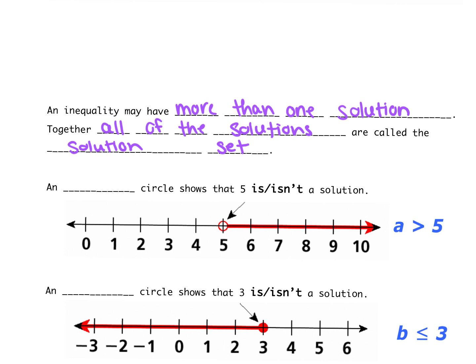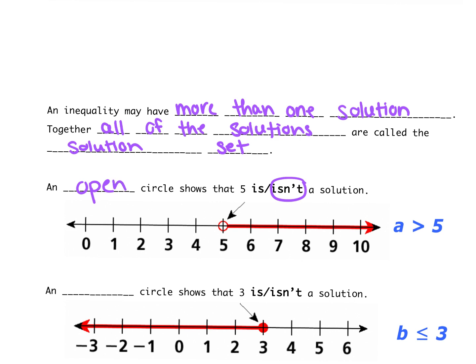An open circle shows that 5 isn't a solution. So when we have an open circle on a graph, that's telling you that is not a part of your solution. 5 does not count. It doesn't go with it. And we have A is greater than 5. Well, 5 isn't greater than 5, so that makes sense why we wouldn't include it in there. But every number after 5, even 5.1, is greater than 5, so it is included. Oh, and I spelled open wrong.